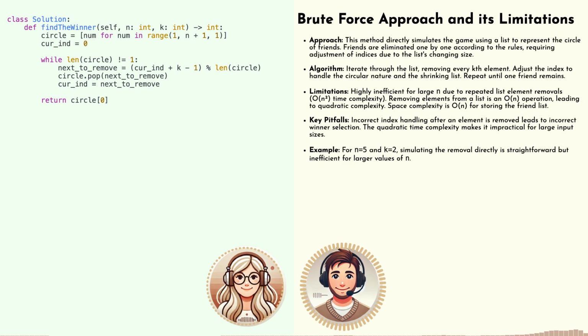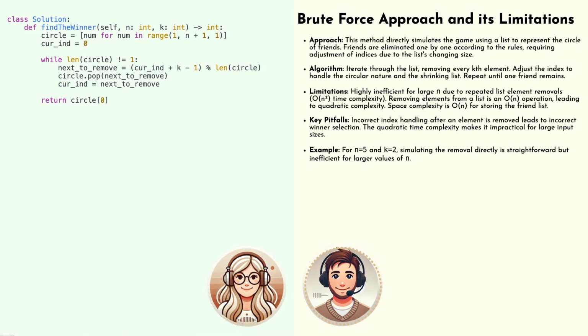But I can already see how this could get pretty messy and inefficient. Yeah, especially if we have a really large number of friends. Imagine having to rearrange a physical list every time someone gets eliminated. Lots of shuffling. Potential for errors. Right. And from a coding perspective, removing elements from the middle of a list repeatedly can get computationally expensive.